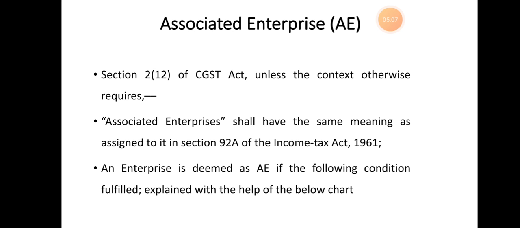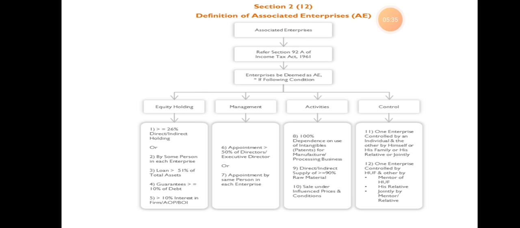And next is the associated enterprises. It's quoted in section 2 subsection 12 of the CGST Act. Associated enterprises shall have the same meaning as is assigned to it in section 92A of the Income Tax Act 1961. An enterprise is deemed to be an associated enterprise if it fulfills the following conditions. Here it is explained with the help of a chart.